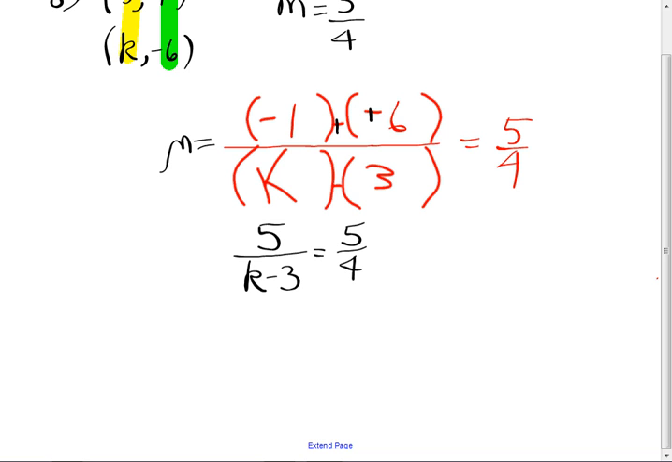Now, anybody clever? Can anybody tell me right away what the answer is? Lucas, you might be able to do this. Numerators are the same. What has to be true about the denominators? If those fractions are equal, they have to be the same. 5 over what equals 5 over 4? 4. So what can you take 3 away from to get 4? No, 5 minus 3 is 2. I want something minus 3 is 4.